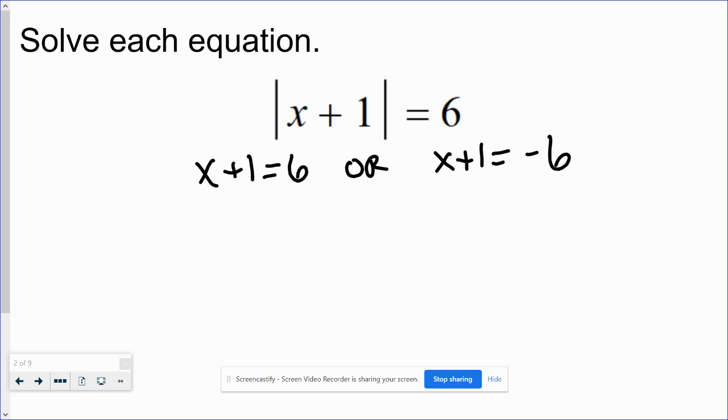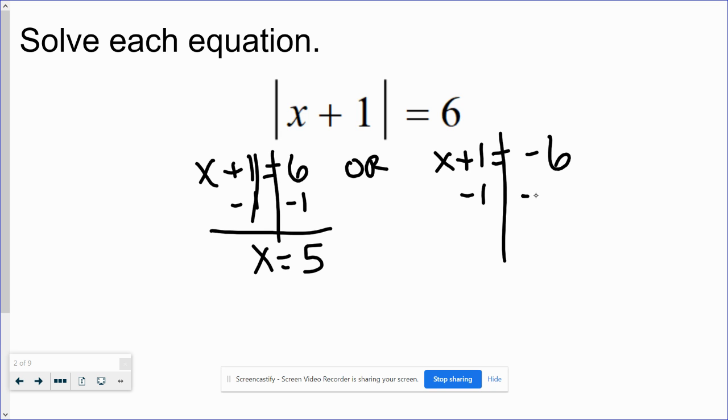And then we just solve this. Again, this is just one step. So to get rid of adding 1, I would subtract 1, and I'll get that x equals 5. Or on this one, when I subtract 1, you may want to do a keep, change. So I'm going to get that x equals negative 7.